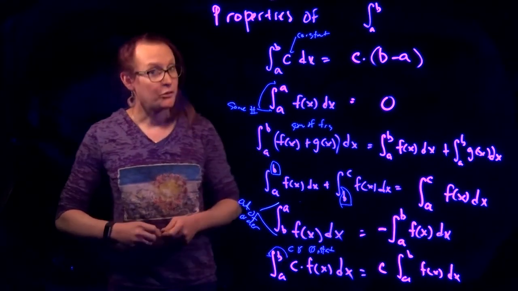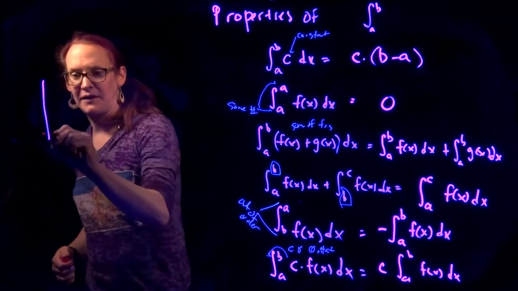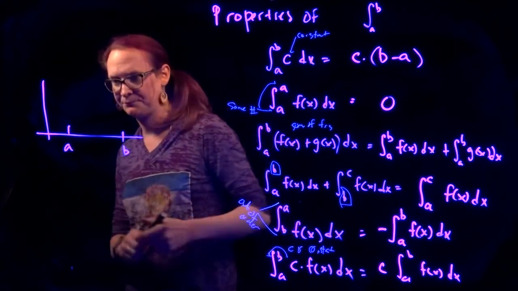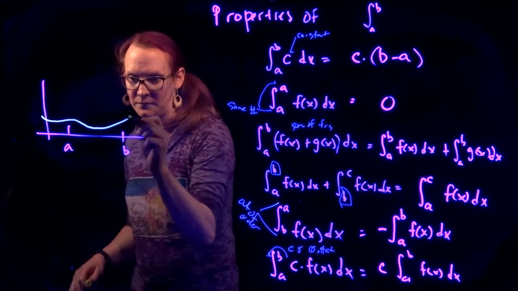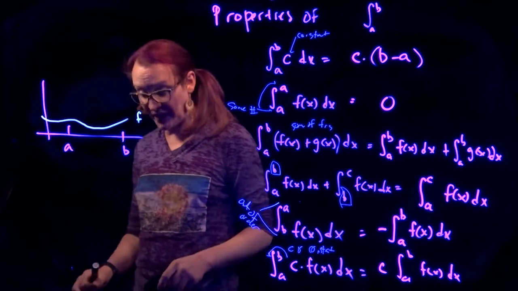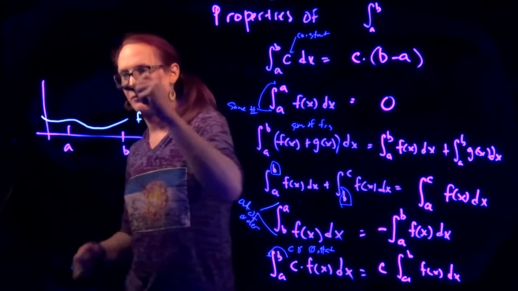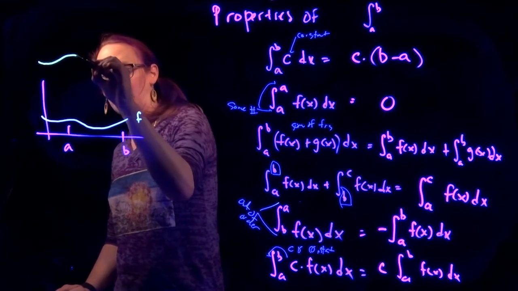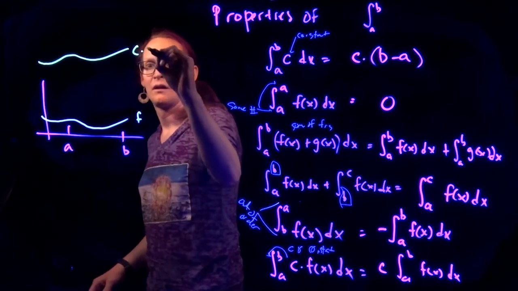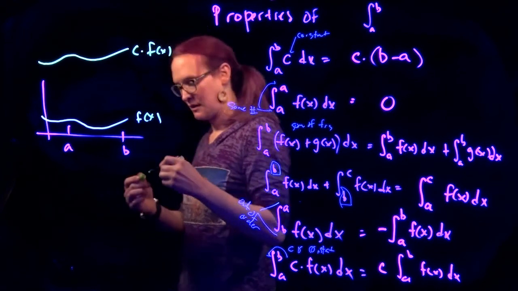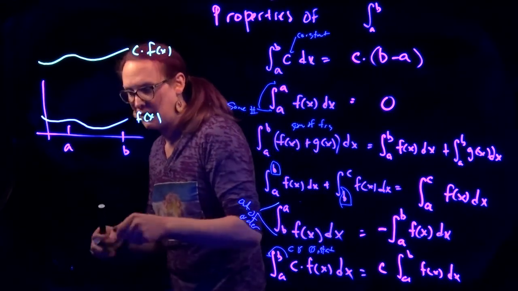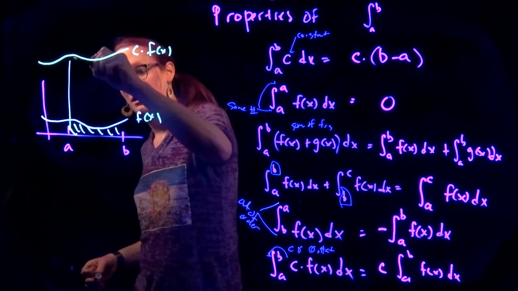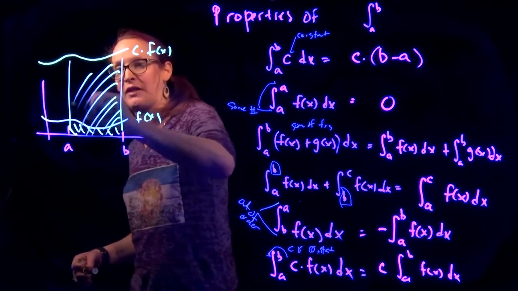Boop. The reason being that if I take my axes and I'm integrating from a to b, and I've got a function, so that's f, and then I scale it by c so that it's always c times f, then the amount of area that I had down here gets scaled up by a factor of c when I consider that total area.